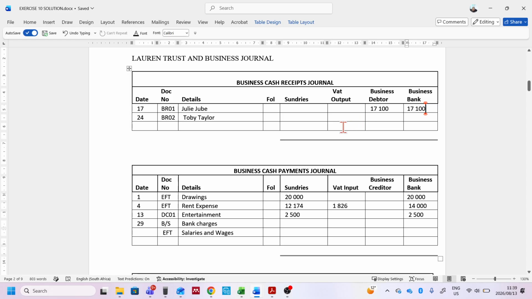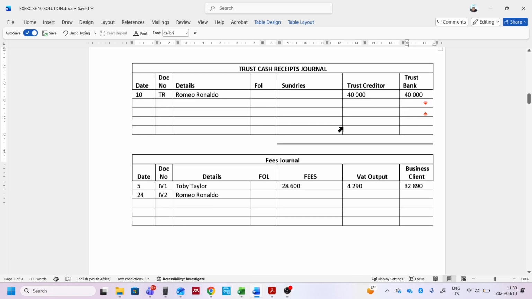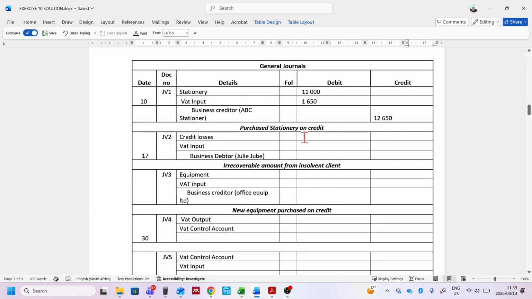Then on the same day, there is an amount that is no longer receivable that we wrote off, where we say we are debiting credit losses, we are debiting VAT input, we are crediting business client. This money is no longer receivable. So that's a non-cash transaction. It can't go anywhere in our business cash receipts or payments. We are not charging the client, it can't go to our fees. This is not trust money. So this means that the transaction goes to your general journal.